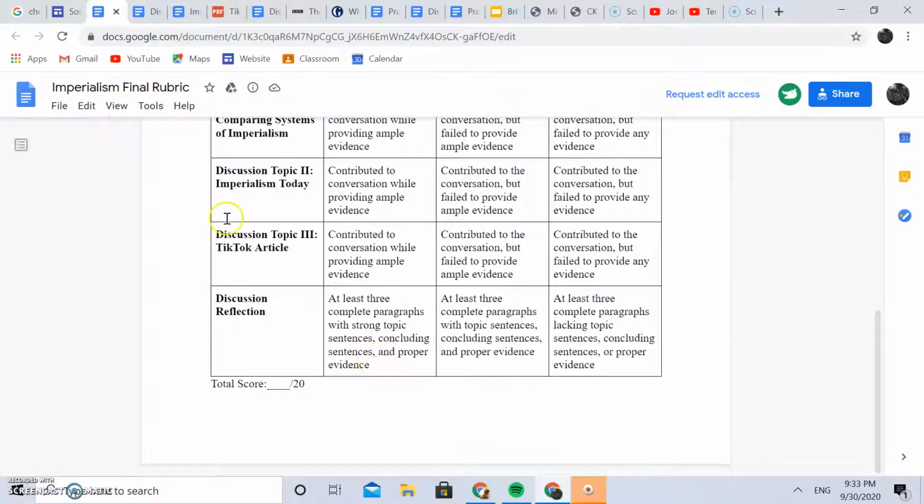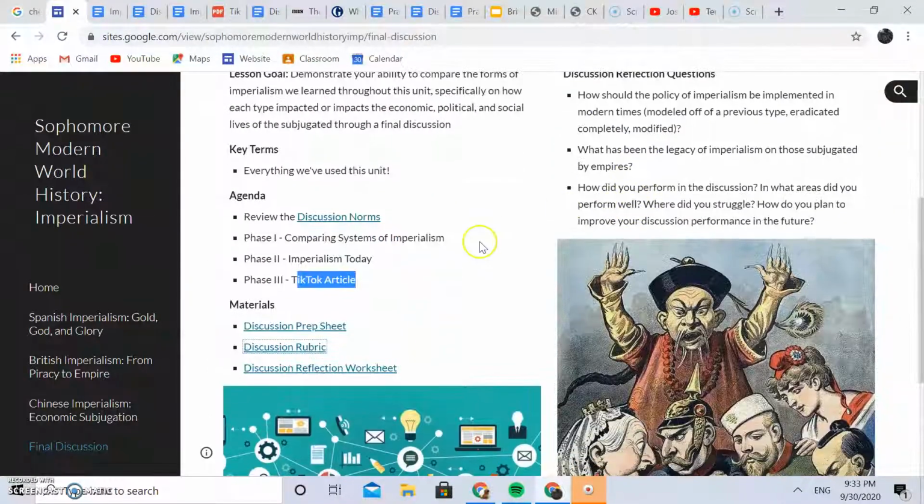And then finally, for the discussion, oh man, I'm losing it. Basically they just have to write it, and that's how they're going to get scored.